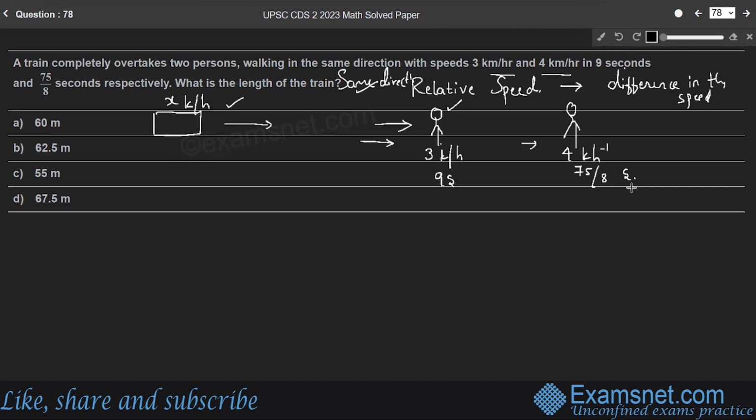With respect to the second person, relative speed becomes the speed of the train minus the speed of the second person, which is x minus 4. Why do we need relative speed? To find the length of the train.